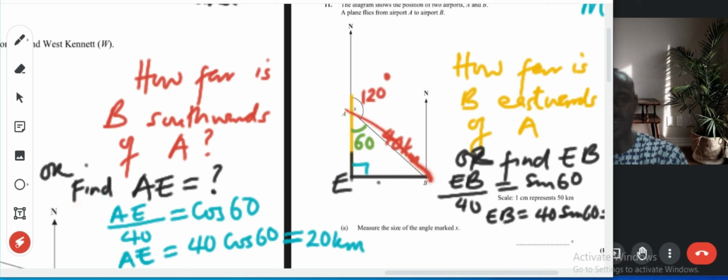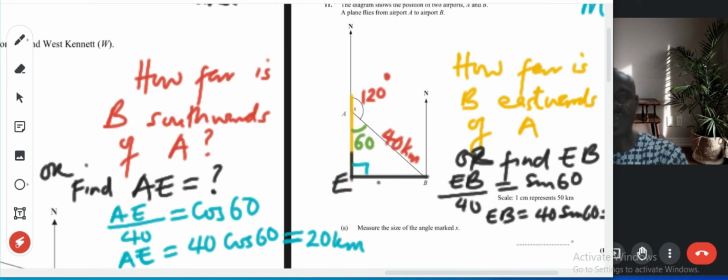If you check out this triangle, AB is the hypotenuse, AE is the adjacent. Adjacent and hypotenuse is cosine. So adjacent over hypotenuse, AE over 40 is cos 60. So you can get AE as 40 times cos 60, which is 20 kilometers. So it means B is 20 kilometers southwards of A. The distance from A to E going towards the south is 20 kilometers.